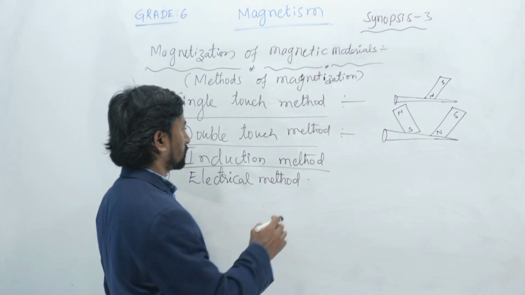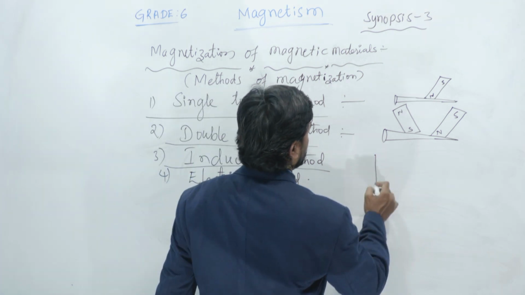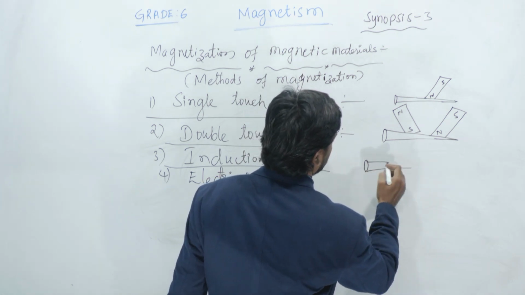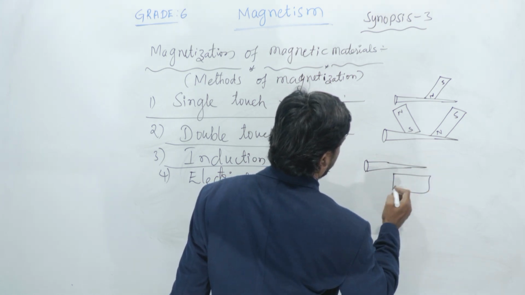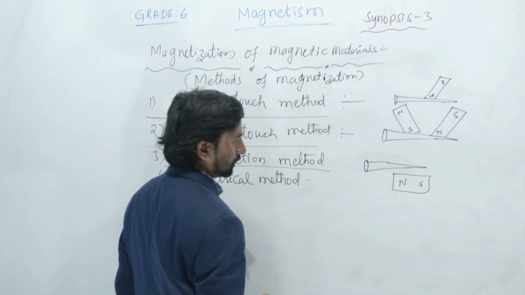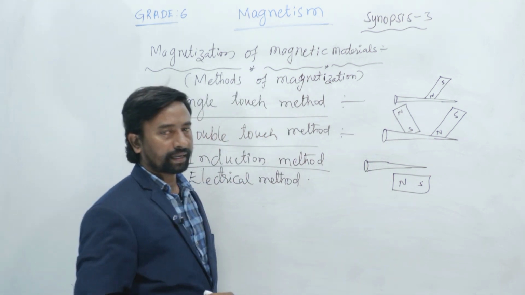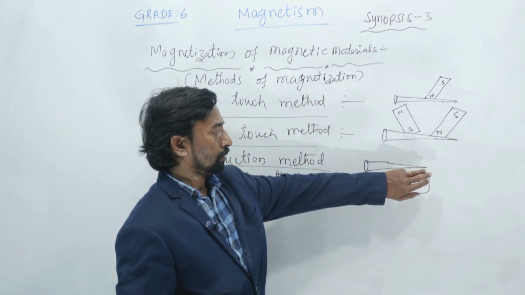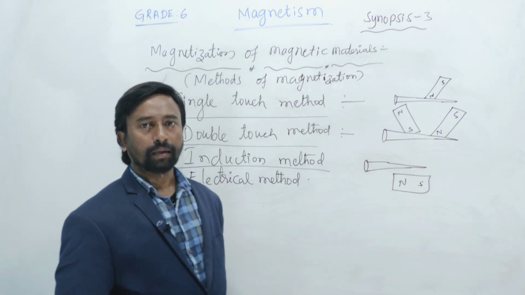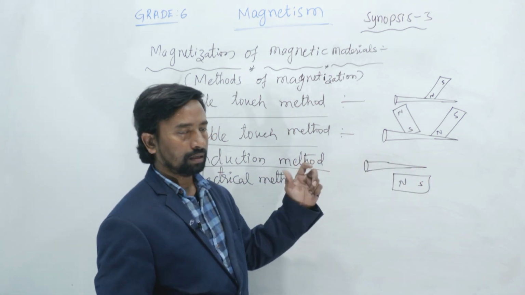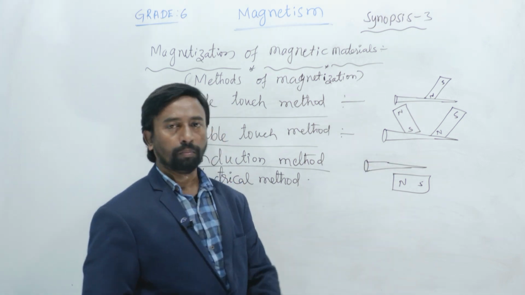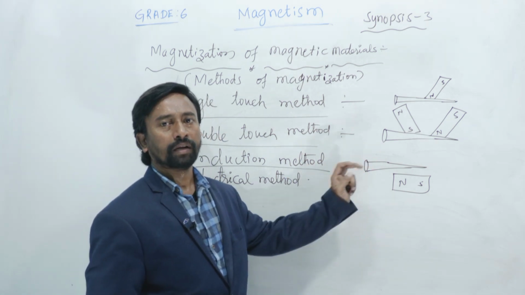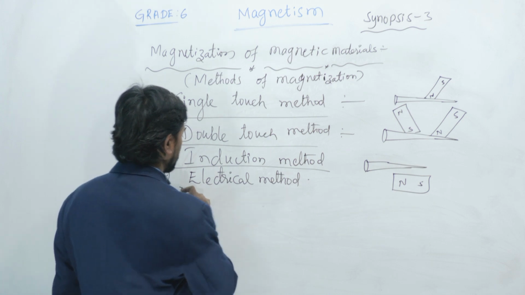By using this induction method, there are two things. One is a magnetic material, say a nail, and here we keep the north pole of a bar magnet near it. Due to the attractive property of the natural magnet, it will become a magnet. If you remove this magnet, it will not act like a magnet. The nail loses its magnetic property whenever we remove the natural magnet. That property is called the inductive property. It is for temporary magnets.